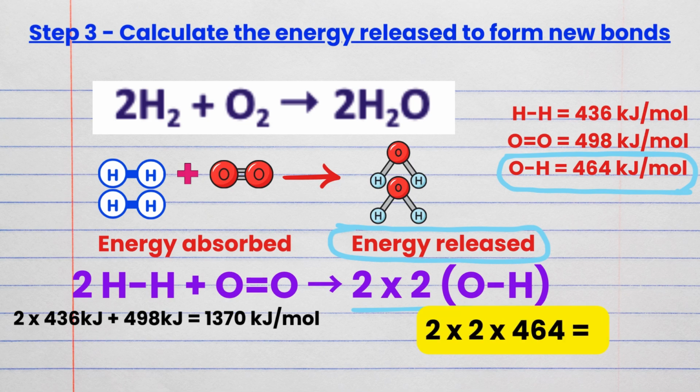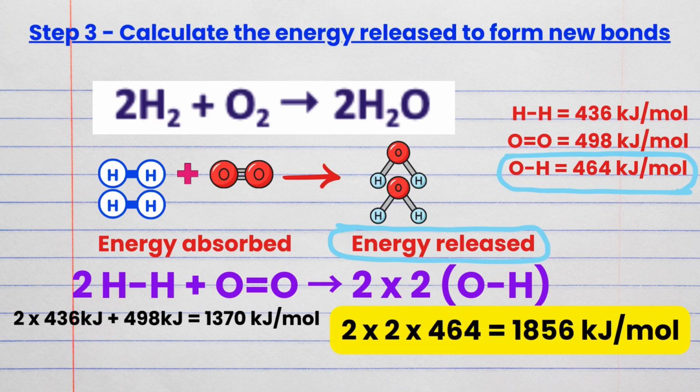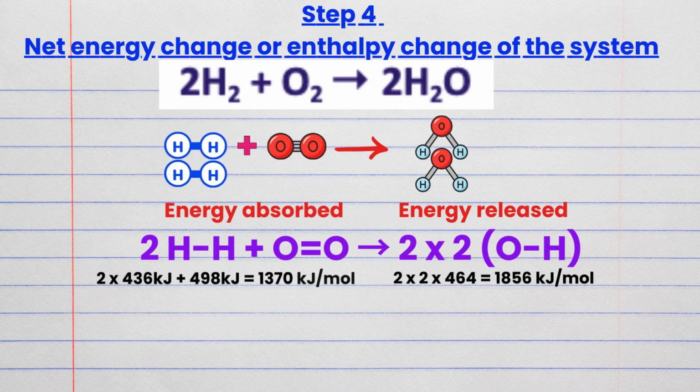So on the right hand side, we have 2 times 2 times 464, because there are 4 OH bonds, and that is equal to 1856 kilojoules per mole of energy. This much energy is released when the new bonds are formed. Step 4 is to calculate the net energy change or enthalpy change of the system.